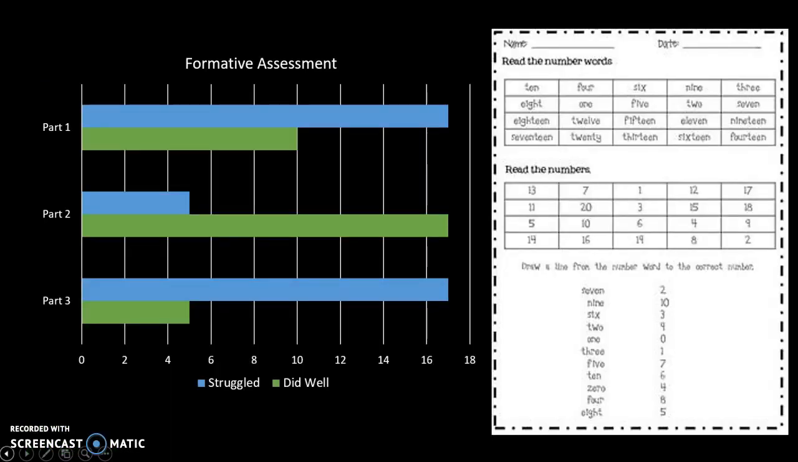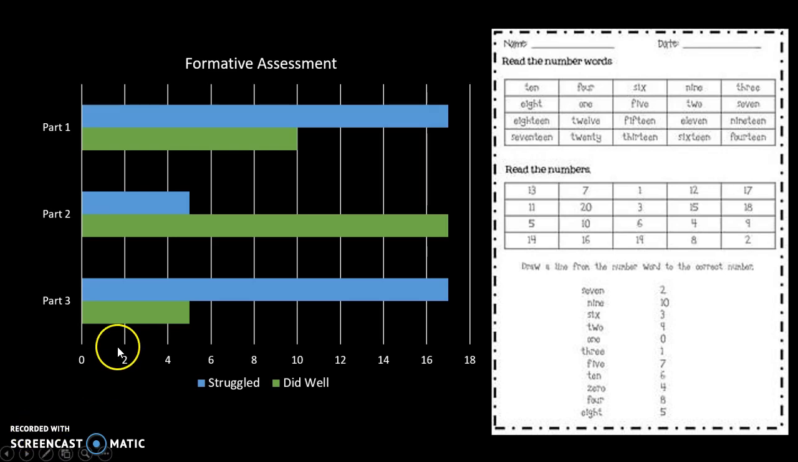Next, we're going to look at my formative assessment. A formative assessment happens during the learning process by the teacher so that the students can grow and the teacher knows what the students need to work on. To the right, it shows the sheet that I used, and there are three sections to it. They need to read the number word and then read the number as an actual number. So the first one's the number word, the second one's the number, and then the third one they need to draw a line from the word to the number.